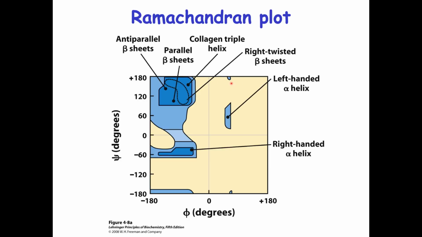Now, one thing that's interesting is that in theory, with what we know about amino acids, left-handed helices are theoretically possible, but they've really never been detected yet. So the right-handed helix is down here. The left-handed helix has not been observed, but would fall in this region of the Ramachandran plot.